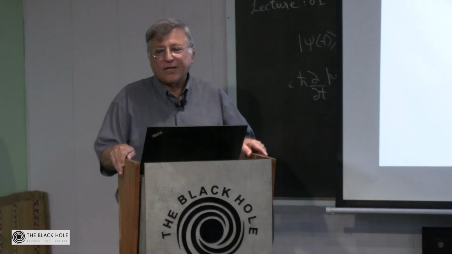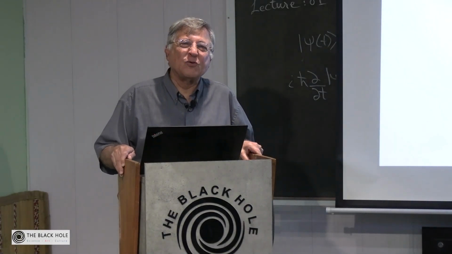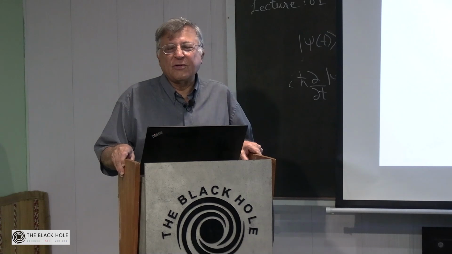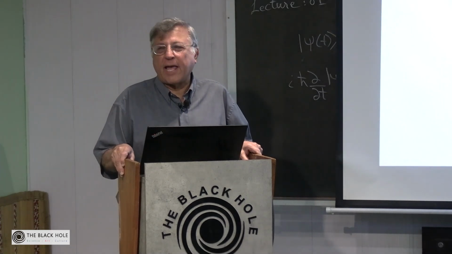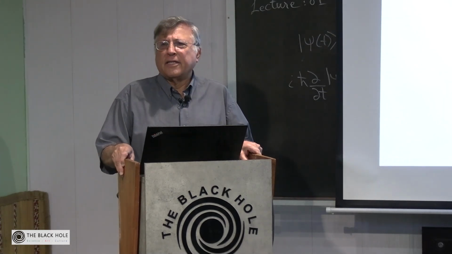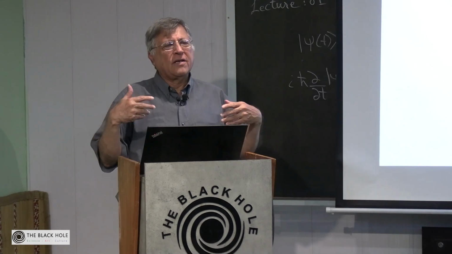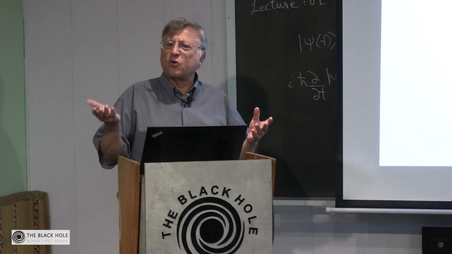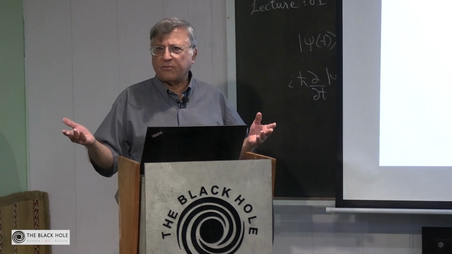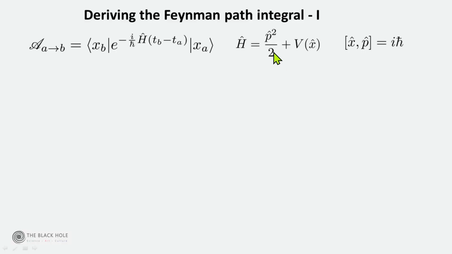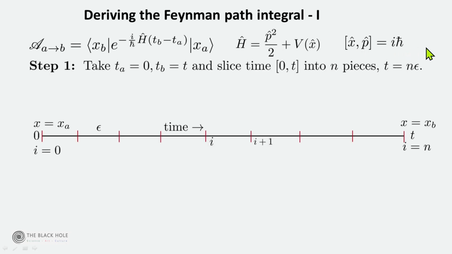Now, the kinetic energy is p squared over 2m, but we're going to deal with so many formulas that it's better to put m equal to 1. There's no loss of generality in that. Through dimensional analysis, you can put back m whenever you want to. Okay, so that's the kinetic energy plus the potential energy, and I remind you that in quantum mechanics, x and p are both operators, and the commutator of x with p is i h bar.